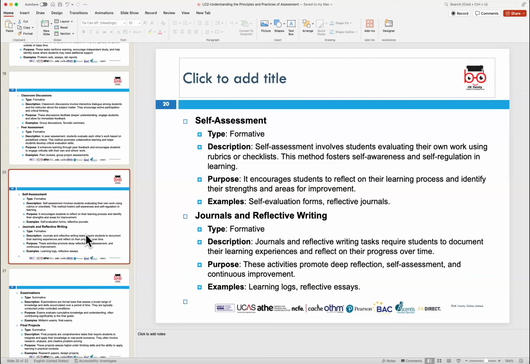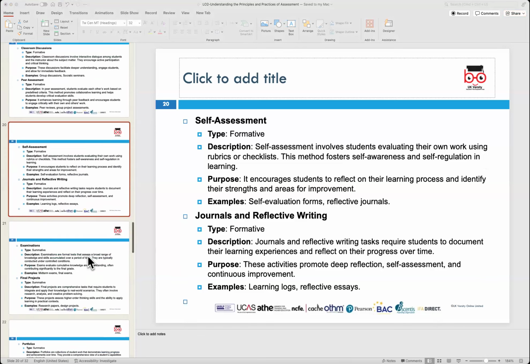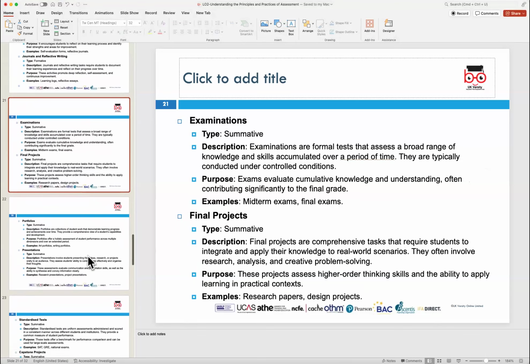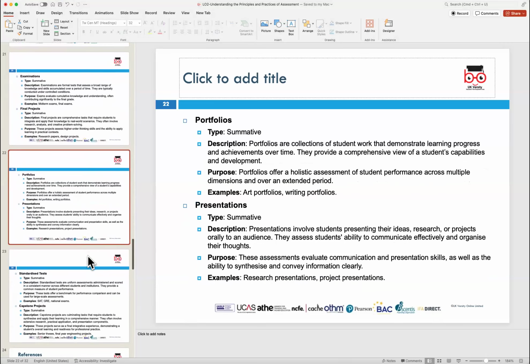Self-assessments tend to be looking at your own piece of work. Sometimes you look at checklists. Sometimes you look at rubric structures which are defined in assignments. And in such cases, what you're looking at is asking the students to reflect on their own learning progress, helping to identify how you're moving ahead in your personal goals that have been set. Similarly, you have reflective writing, you have examinations, and portfolios, standard assessments.